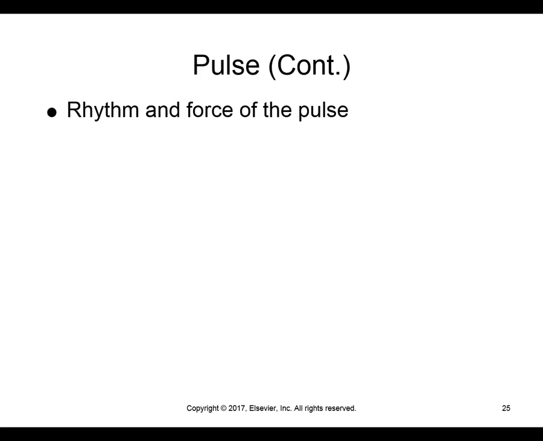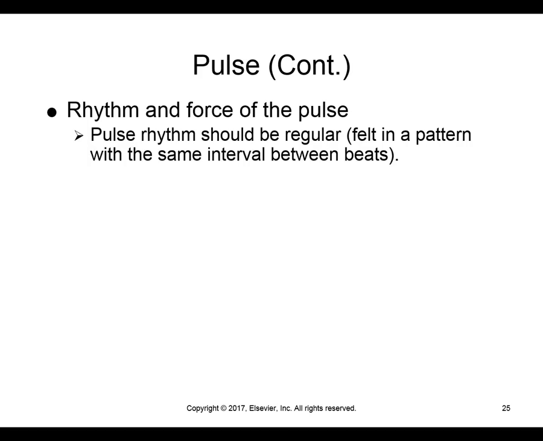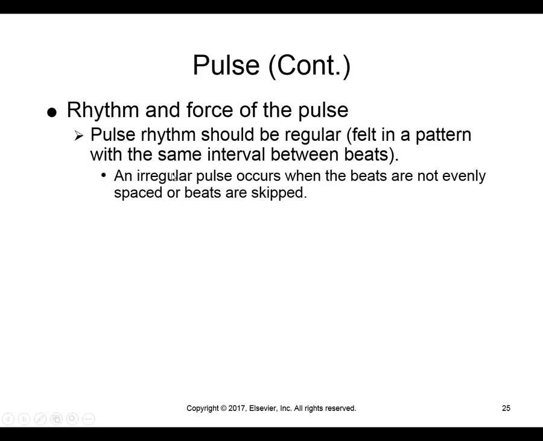You want to note both the rhythm and the force of the pulse. So the rhythm is the regularity of the pulse, kind of like the beat of a song, okay? Something that comes regular like that. Whereas an irregular pulse might be like this, okay? That's an irregular pulse. Or you could have a pulse that has an occasional irregularity. But regularity is one of the things you want to look at. So an irregular pulse occurs when the beats are not evenly spaced.